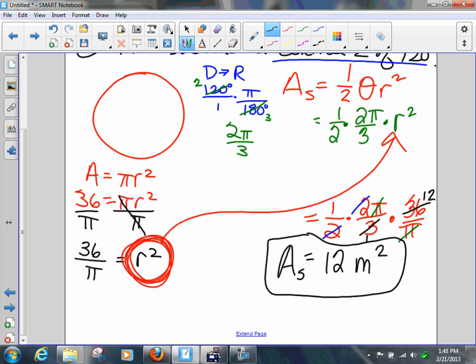Folks, if you step back and look at it, you don't have to work all the way through this. If you recognize, hello, we have it right here, then keep solving. And we get 12 meters squared for that area of the sector.